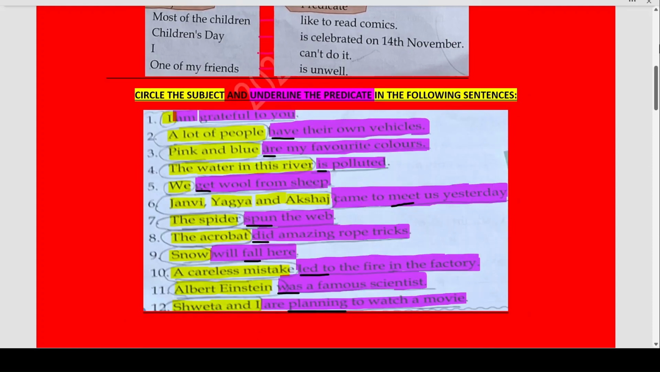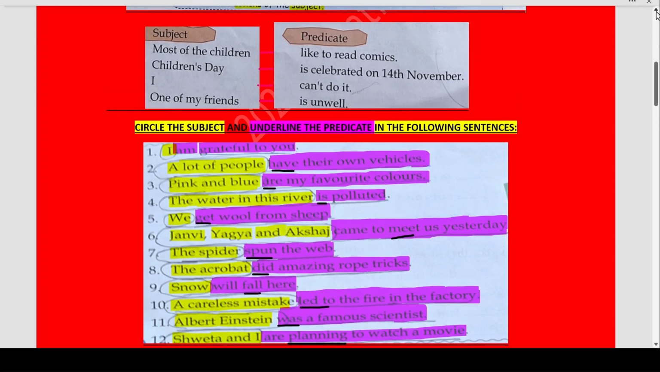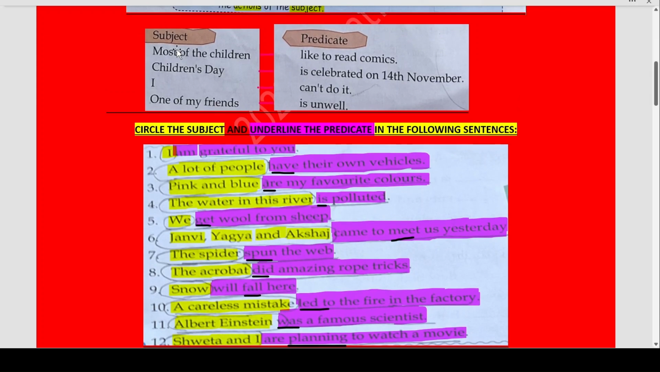Next, we will try to understand with more examples subject and predicate. Now, here students see, most of the children like to read comics. How do we differentiate which is the subject and which is the predicate? Subject is most of the children about whom we are talking about. Like to read comics, because like to read is your verb here, and it is telling us what the subject part is doing. So like to read comics becomes your predicate.